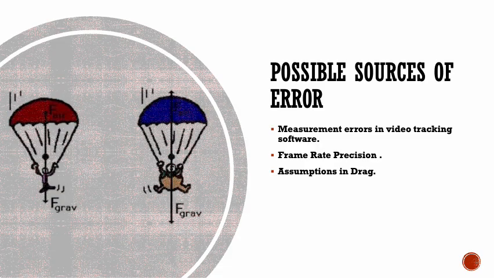Possible errors include measurement inaccuracies in the tracker, the frame rate of the video affecting data precision, and the assumption that drag is proportional to v squared, which may not be perfect for this object, which was a scrunched paper ball.